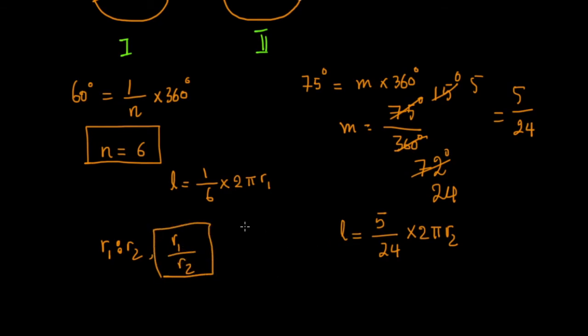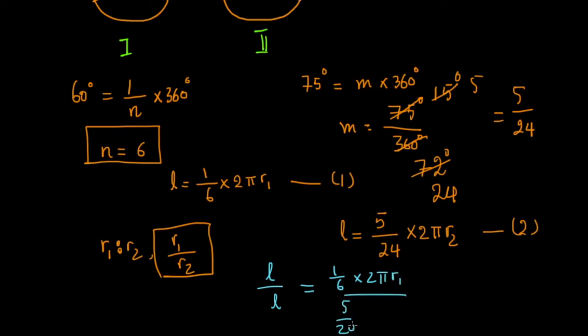Since this L and that L are equal, we can equate them, or better still, we can just divide these two equations. If this is equation 1 and this is equation 2, then on division they give us L divided by L is equal to 1/6 times 2 pi r1 divided by 5 by 24 times 2 pi r2. Now if we solve this equation, we can directly get r1 by r2.